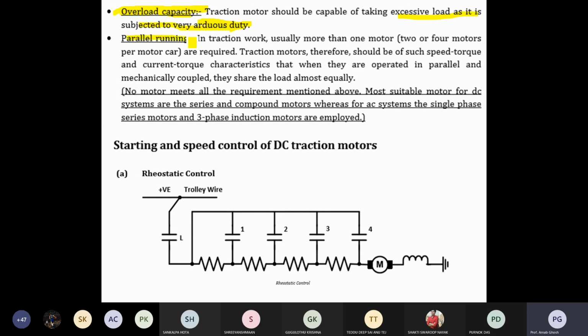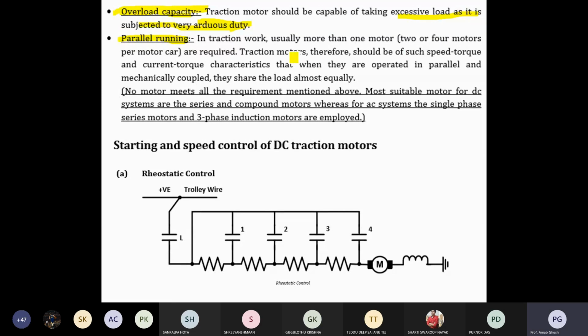Then parallel running. If the load is more, the current is more. If more current is flowing through only one single motor, the problem is that the motor may be damaged. So what you need to do is parallel the operation of the motors. Then you can distribute the current between two motors. That's why parallel operation is mandatory, and it can also prevent damage to the motor conductor.